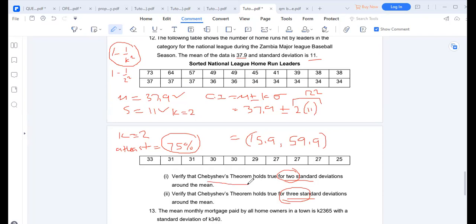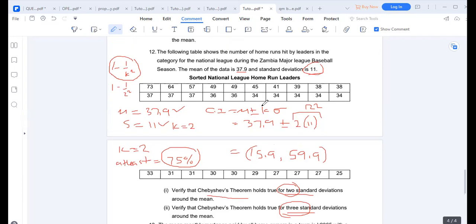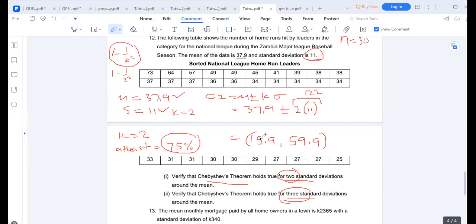We haven't yet finished calculating it. We've just calculated the range first of all. When substituting here, the K is 2. The standard deviation is 11, which has been given to us. So the range is between 15.9 and 59.9. So we need to now see how many of these observations we have here. 1, 2, 3, 4, 5, 6, 7, 8, 9, 10. So that's 30 total. So of these 30, how many are within the range of 15.9 and 59.9?